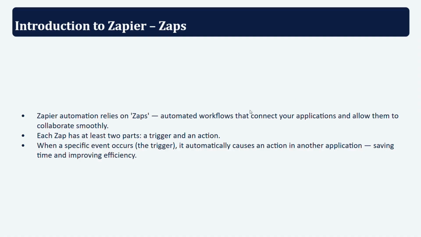So Zapier needs Zaps, which are workflows that connect to your applications and can collaborate smoothly with other Zaps. Each Zap has at least two parts, a trigger and an action. Whenever a specific event triggers, it automatically causes an action in another application, without you having to do it yourself, making it more efficient.